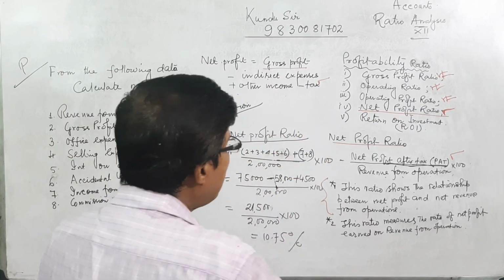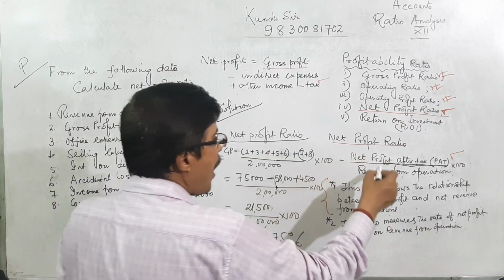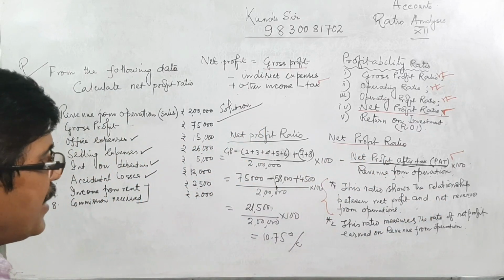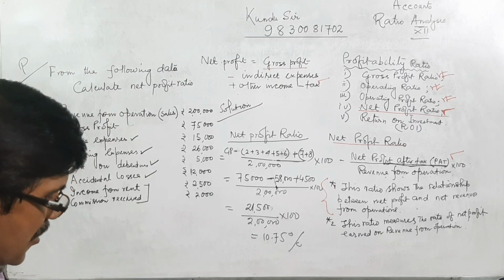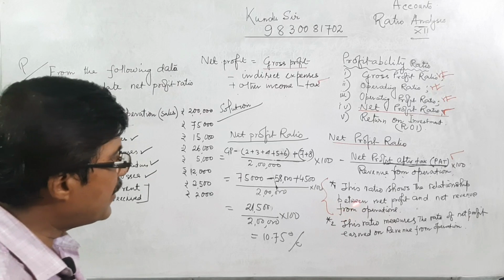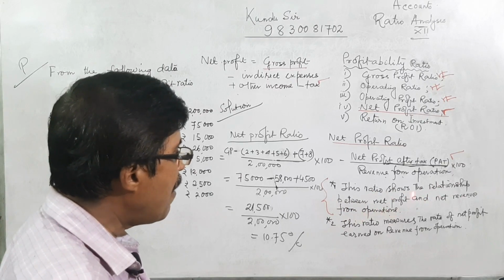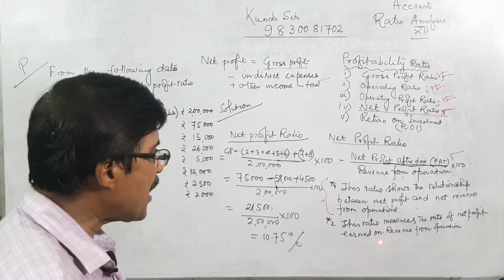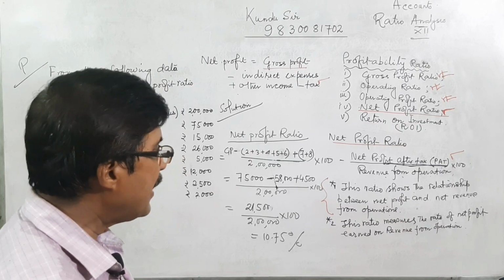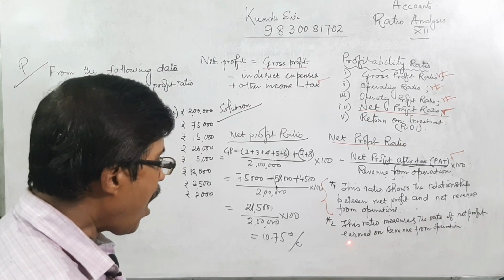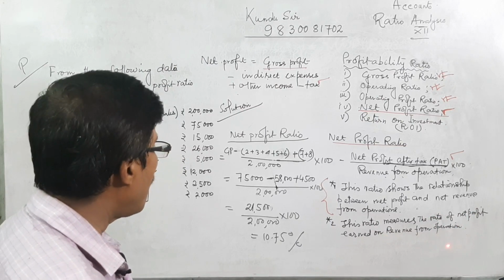Again I am explaining: net PAT upon revenue from operation. I have already explained that it shows the relationship. What relationship is it indicating? It is indicating the relationship between profit and revenue from operation. And the significance of this ratio? It is indicating the rate of net profit earned on revenue from operation.